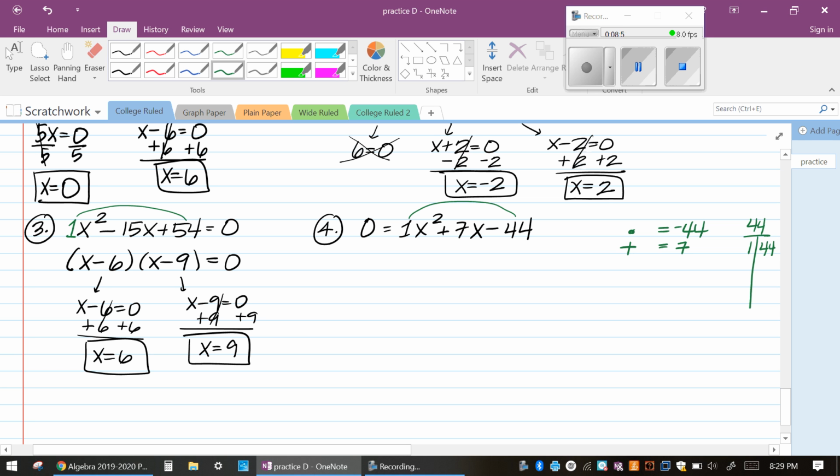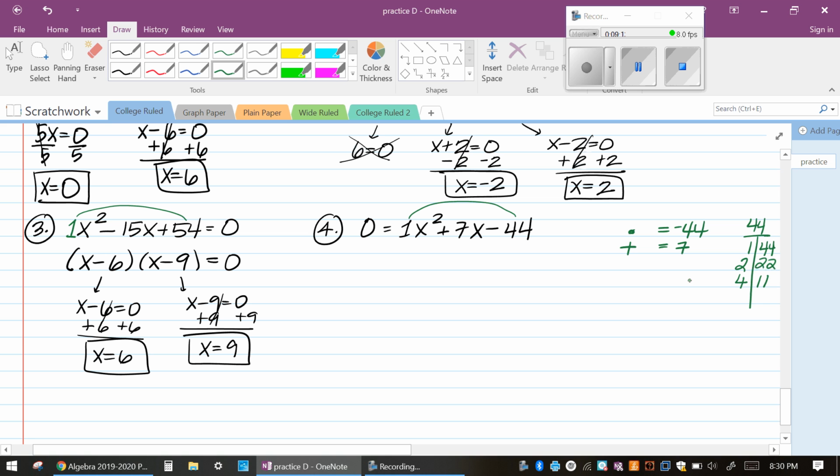Does 2 go into 44? Yep. Does 3 go into 44? What about 4? What about 5? And so on. And you keep going until you find all the ones that work.